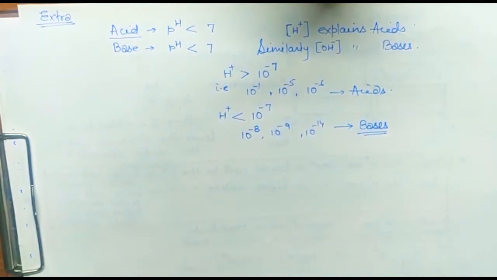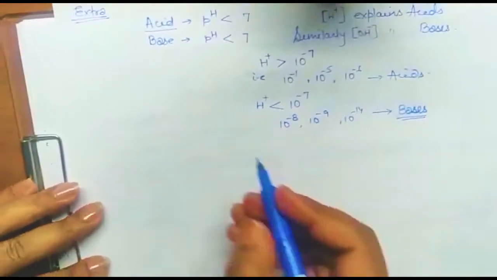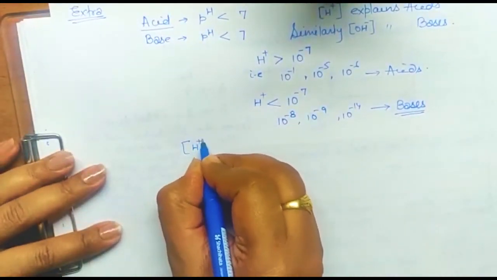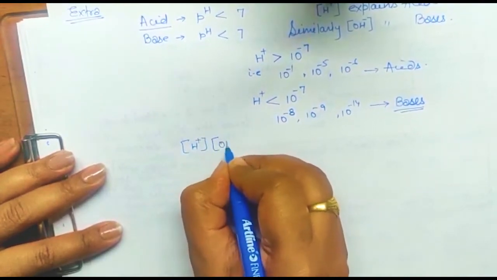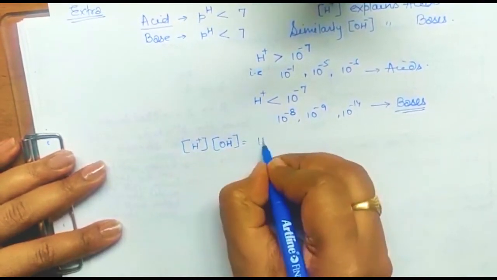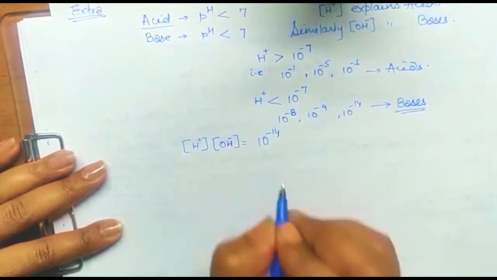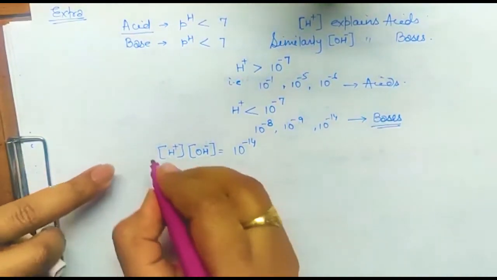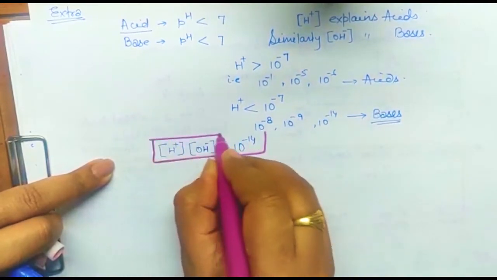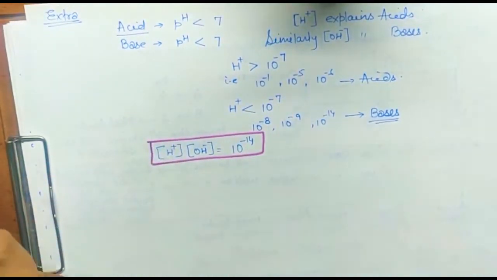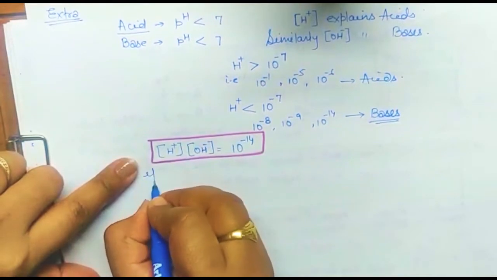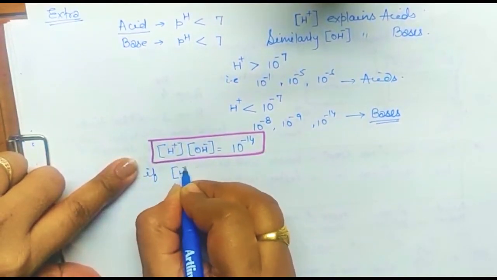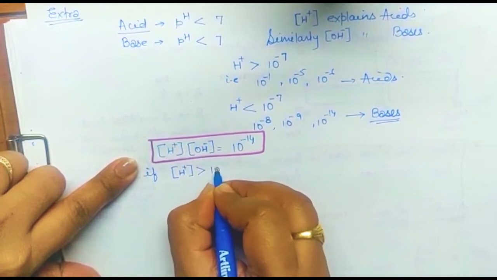So now I am introducing the OH minus ion concentration also. See, H plus ion concentration and OH minus ion concentration altogether make 10 to the power minus 14. Clear? Any doubt in this? This is the formula that you have to learn. Okay.